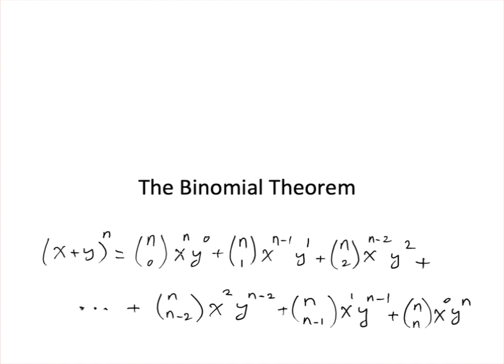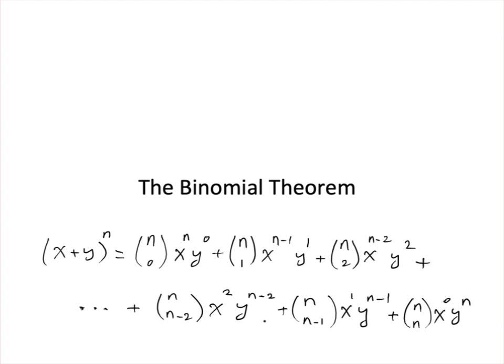At the same time, the power of x goes down one at a time, while the power of y goes up. So here n is reduced to n minus 1, and y goes from 0 to 1, and then n goes down to n minus 2, y goes up to 2, and so on. And finally at the end you get x to the 0, y to the n.